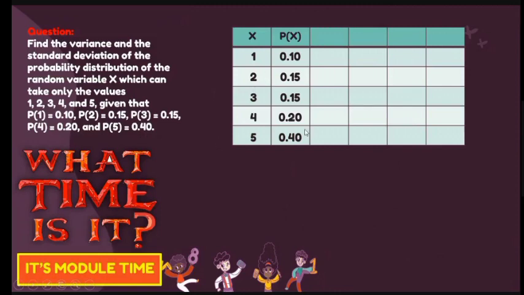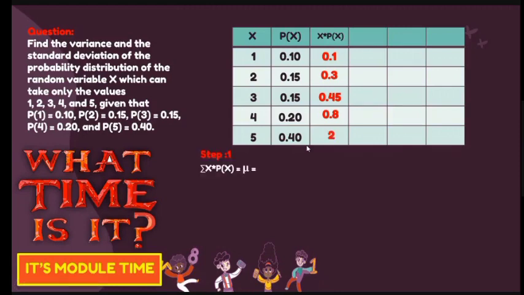Next, for the third column, you have to multiply our values for the first column by the second column. So just multiply these two. Then you will arrive at 1 times 0.10 as 0.1, 2 times 0.15 as 0.3, then 3 times 0.15 is 0.45, 4 times 0.20 is 0.8, 5 times 0.40 is equal to 2.